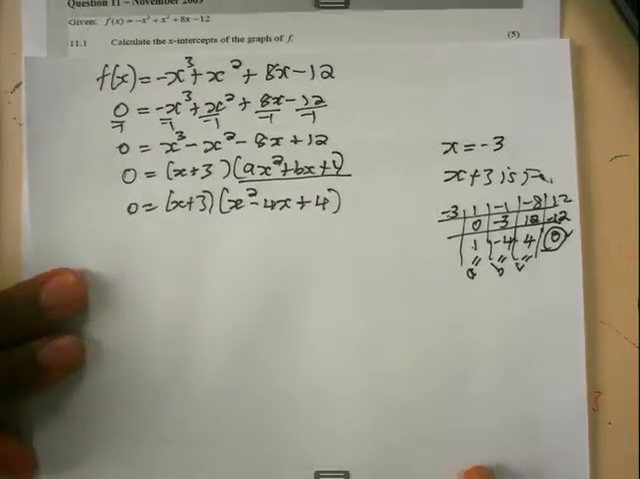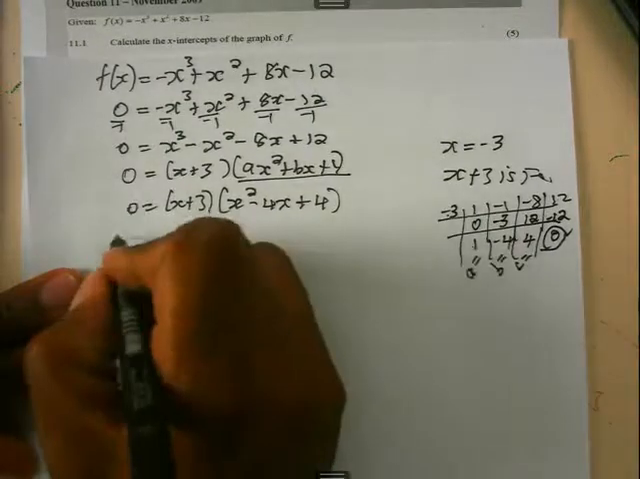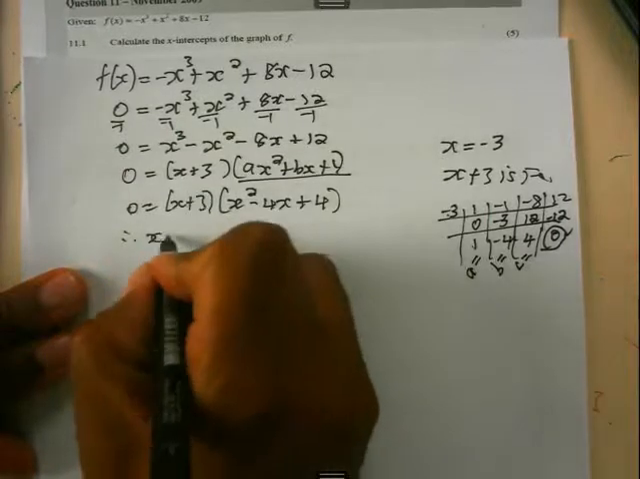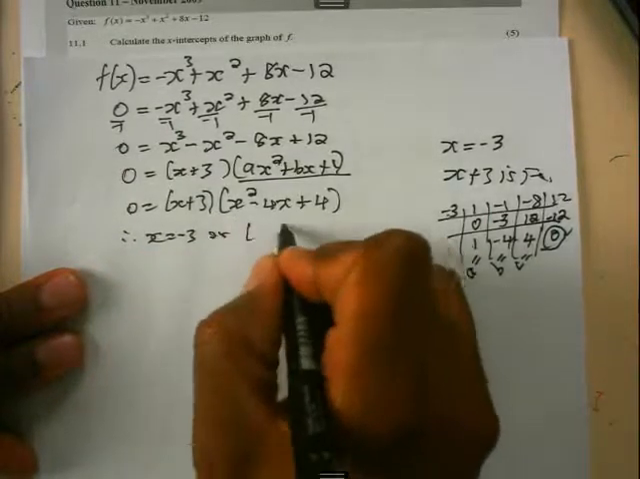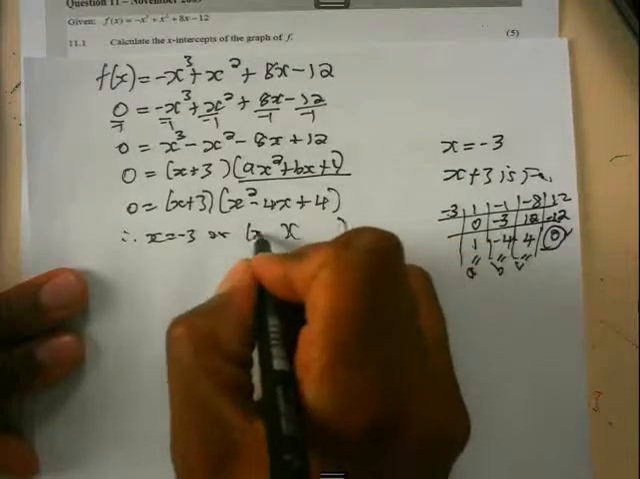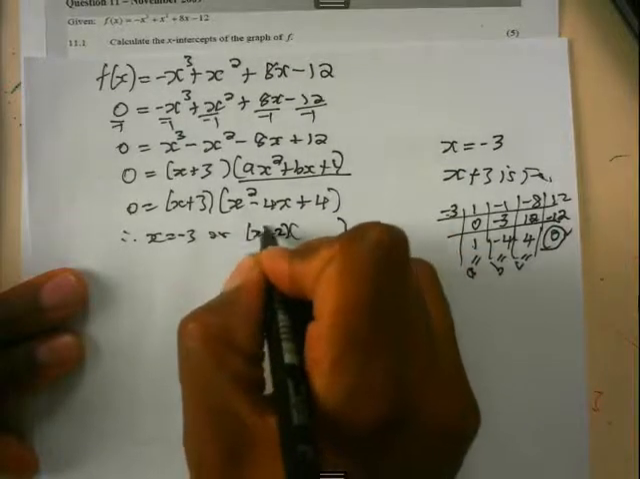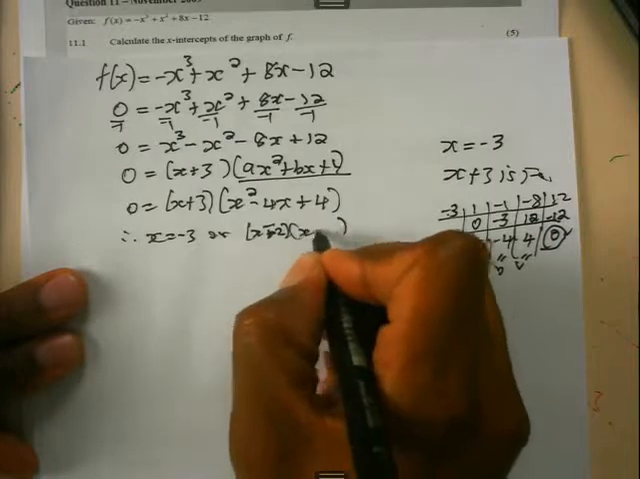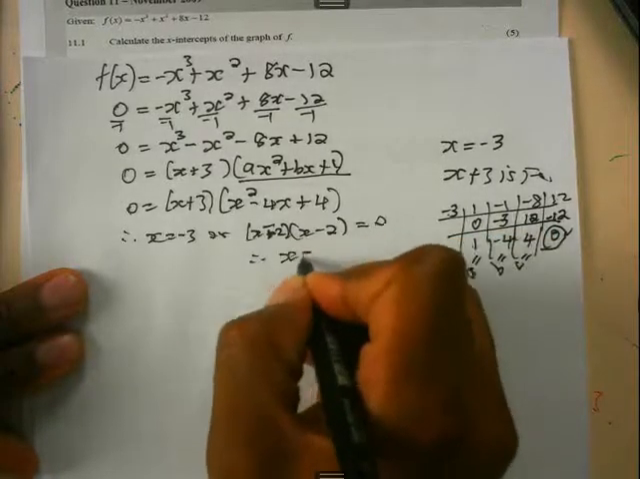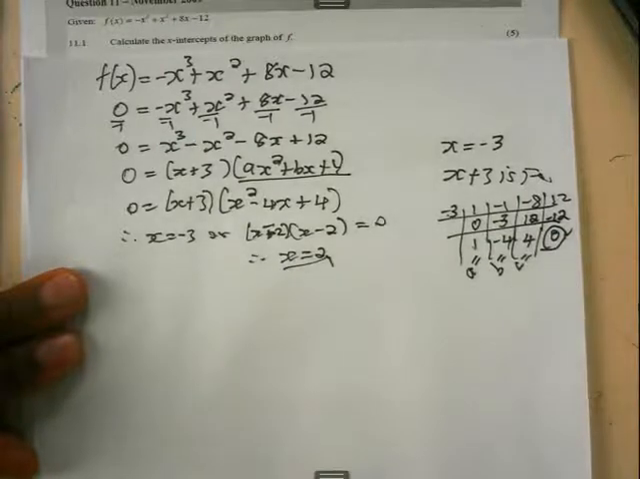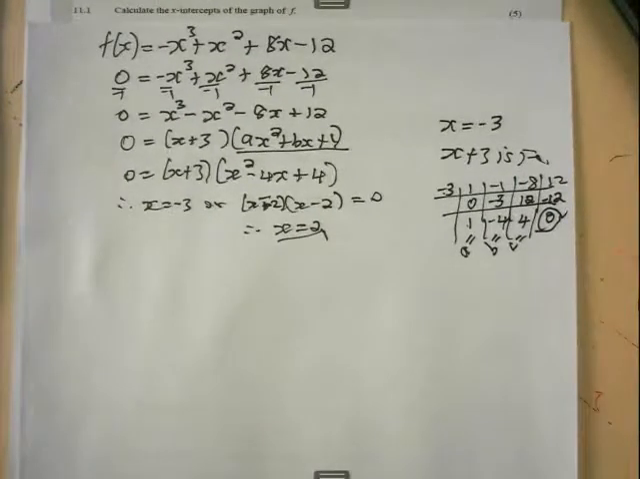Of course, boys and girls, from here, I can now say, therefore, x is equal to minus 3, or then you factorize this one here. Factors here are what? x minus 2, as well as x minus 2 is equal to 0. Therefore, x is equal to positive 2. Right, boys and girls, these are the x-intercepts of the graph of f.